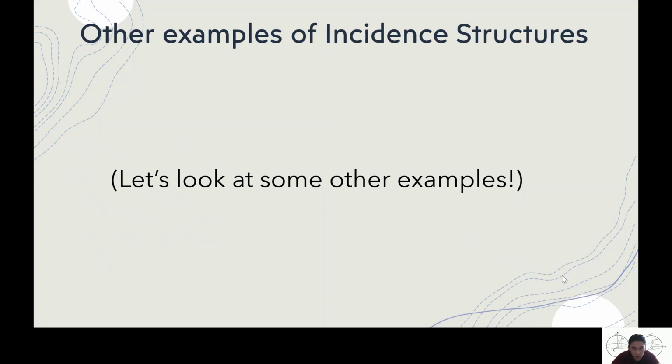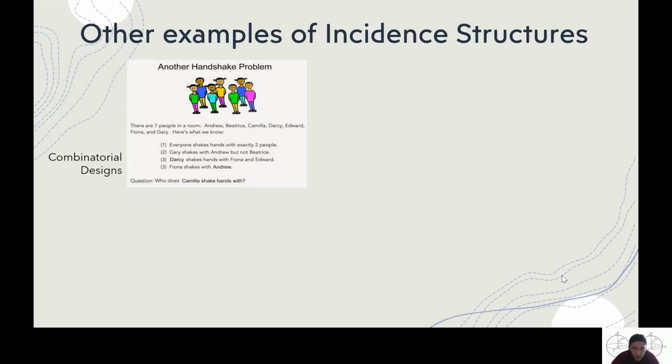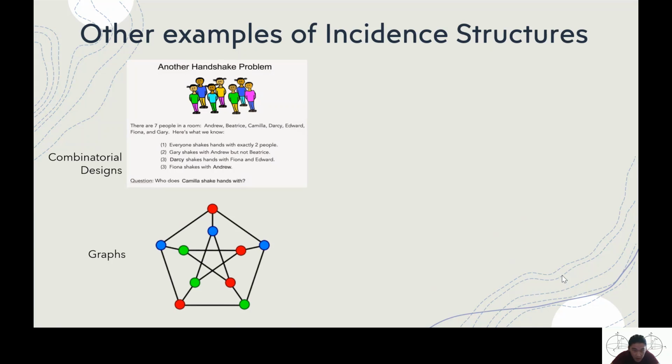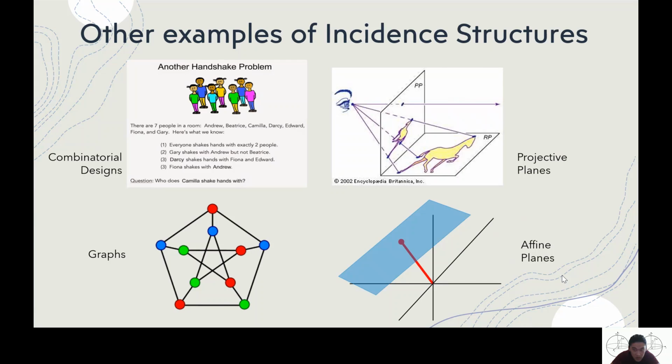Some other examples of instance structures include combinatorial designs, like the handshake problem. The points are the party attendees, and the lines are pairs of folks who have shaken hands, and the instance relations are handshaking. We can also talk about graphs, like the Petersen graph, or bipartite graphs. We can also talk about projective planes and affine planes. Our focus in this talk will be on the finite geometries, and in particular on projective planes and affine planes.